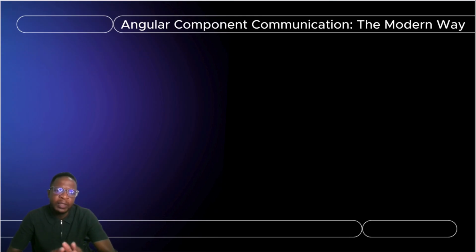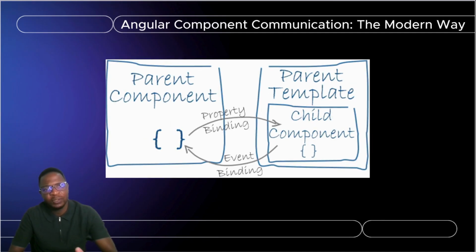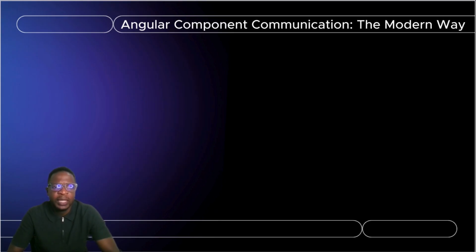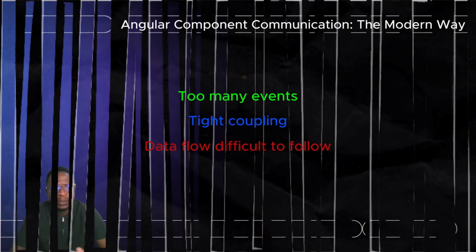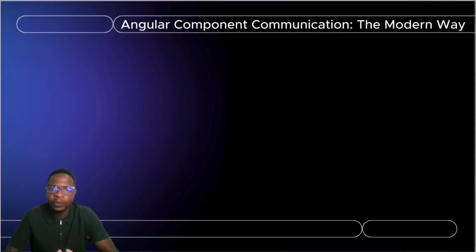But there is a problem with thinking about communication only this way. It focuses on the movement of data instead of ownership of state. When you think of it in terms of parent sends data to child, or child sends data back to the parent, you often end up designing a system where components are constantly pushing data around. Now that usually leads to, number one, too many events, number two, tight coupling, number three, data flow that is hard to follow.